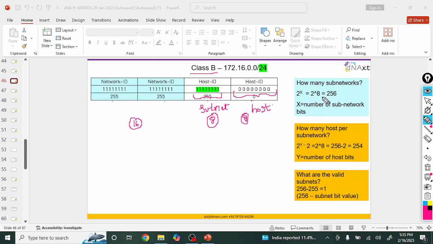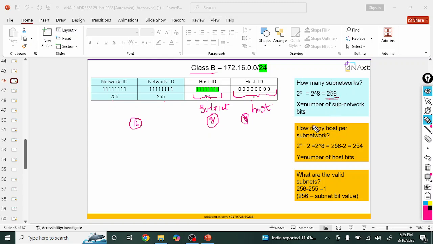255.255.255.0. How many subnetworks will you get? 2 to the power x, where x is the number of subnetwork bits. So 2 to the power 8 is 256. 256 subnetworks you are going to get.